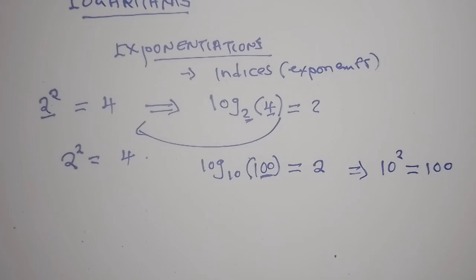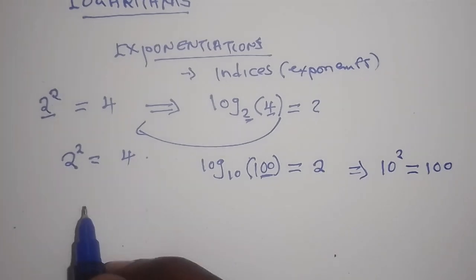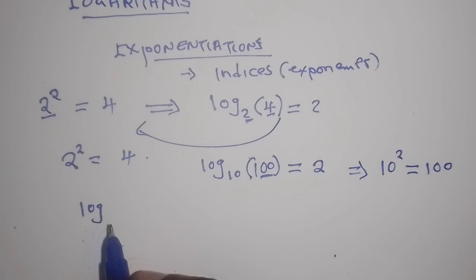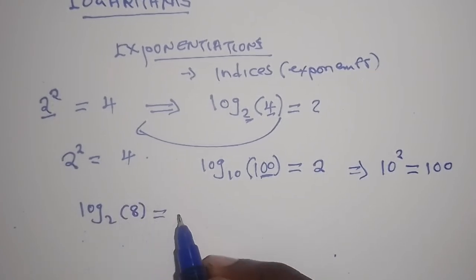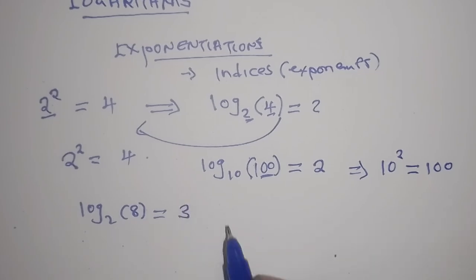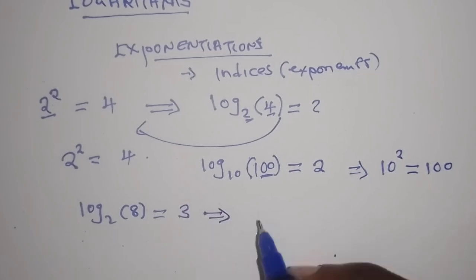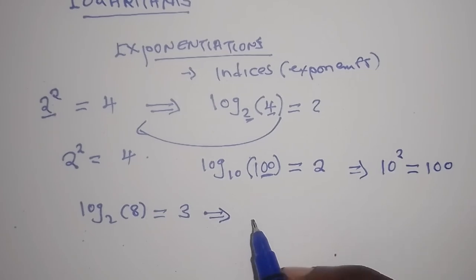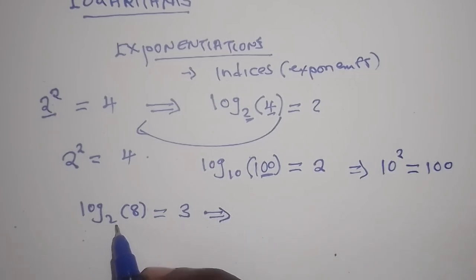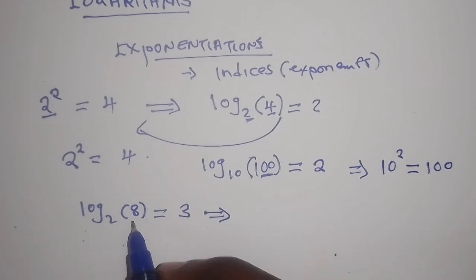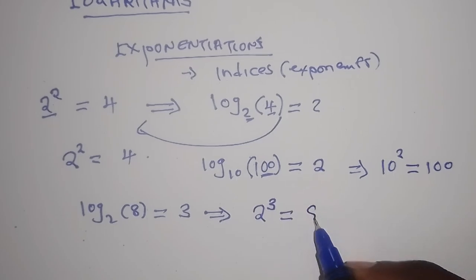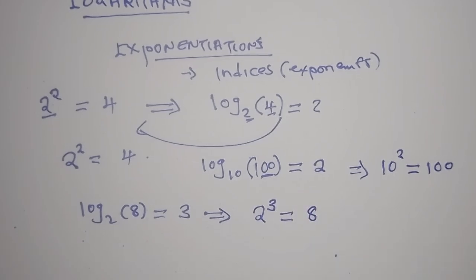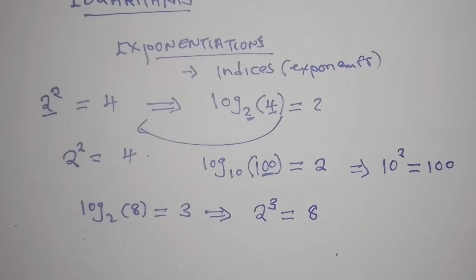Now, you have, for instance, the log of 8 in base 2, which is going to give you 3. Converting this to an exponential expression: what number is 2 raised to so that the answer is 8? We have 2 raised to the power of 3, and the answer is 8. I'm sure that this time around you can now begin to see the relationship.